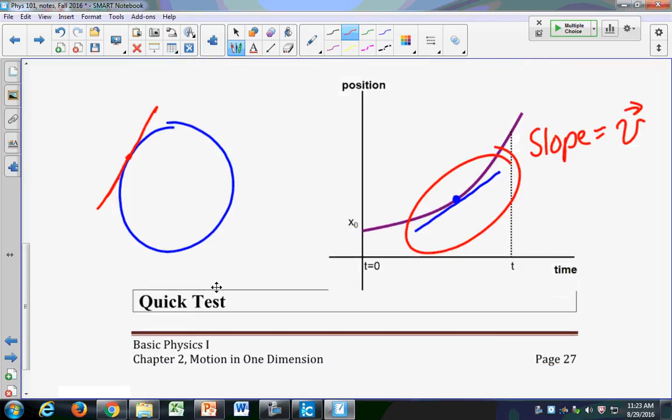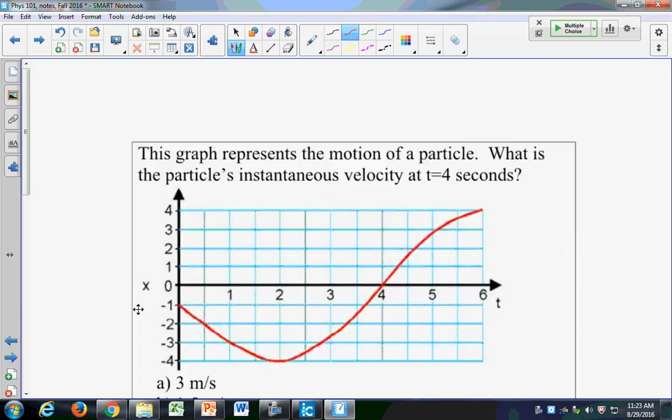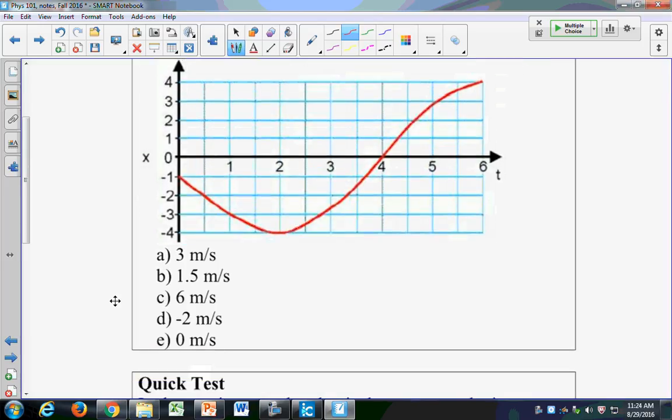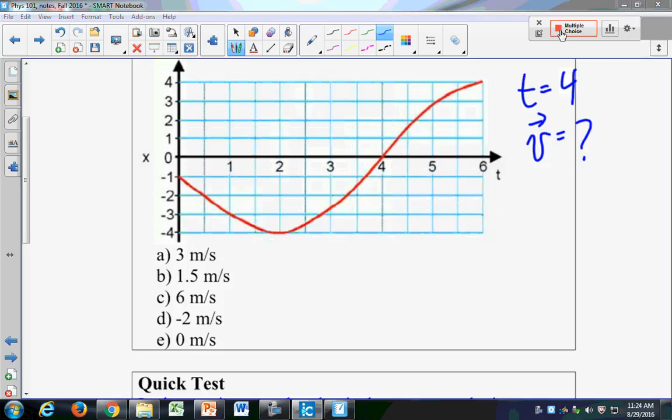It looks like we have a quick test on the next page. Okay, here's a graph. I know not everybody has your book, but just do your best on it. I want to know, what is the instantaneous velocity at t equals 4 seconds? In order to do so, you need to figure out what is the slope at that point. At t equals 4 seconds, at this point, what is the instantaneous velocity?